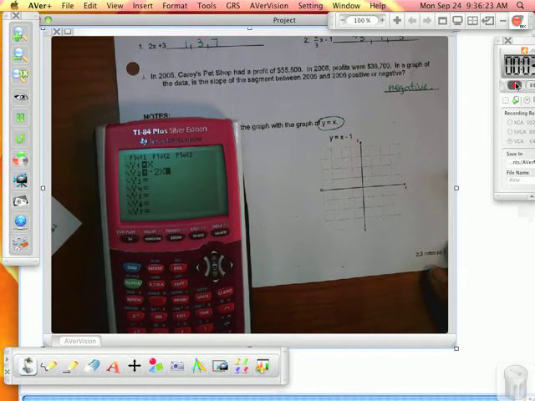It is going to be a little steeper, but it's also going to go down. The 2 makes it get steeper, and then the negative makes it go down. So let's see if that's what happened. Yep, there it is.